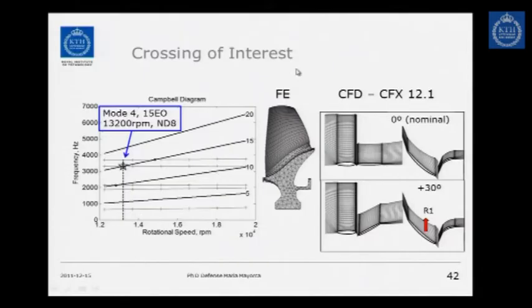So this is the Campbell diagram. This is the finite element mesh that we use, and then we did the CFD calculations using CFX. We have two cases: the nominal case when the VIGV has a 0-degree angle, and then positive 30-degree angles of the VIGV. So this translates into two different excitation conditions, and then we're going to look at what is the effect of this on the rotor blade, which is this one here.